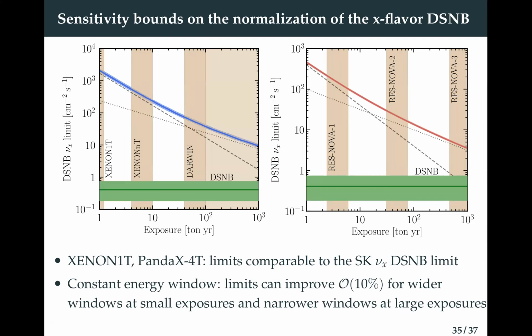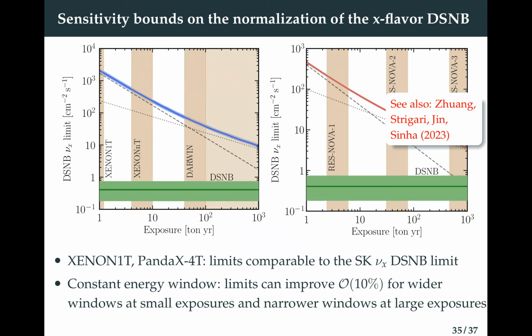On the left-hand side, you can see the limit on the X flavor of the DSNB as a function of exposure for the xenon-based detectors, and here for the lead-based detectors. We can see that with the current exposures, we get limits similar to Super-K in principle. And with higher volume detectors and longer exposure, for 10 to the 3, we can get to within a factor of 10 of the theoretical limits. With even higher exposures, maybe you can have some detection, as I saw.